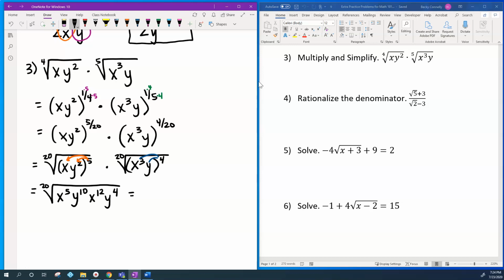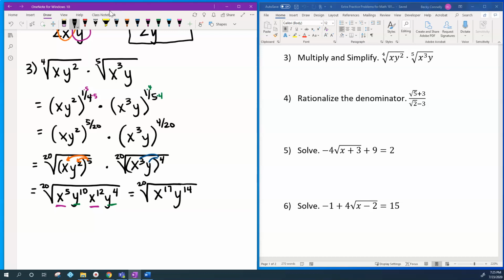And then I could combine the terms together that go together. All right, so I have x to the 17th, because I'm looking at my x's and I'm adding those exponents, right? And then I look at my y's, right? Y to the 10th, y to the 4th, so I'll add those together to give me y to the 14th.